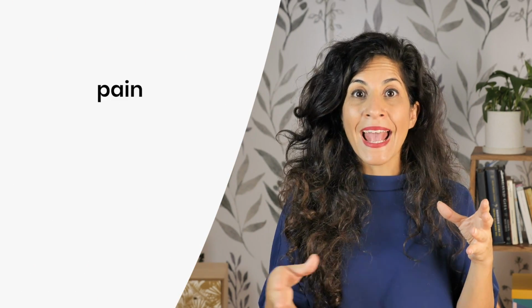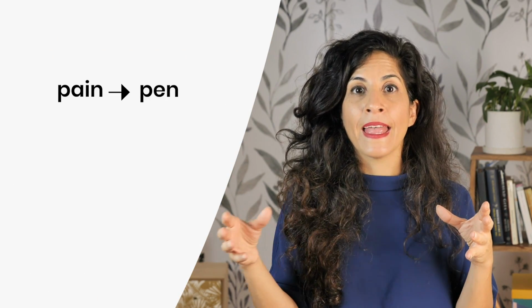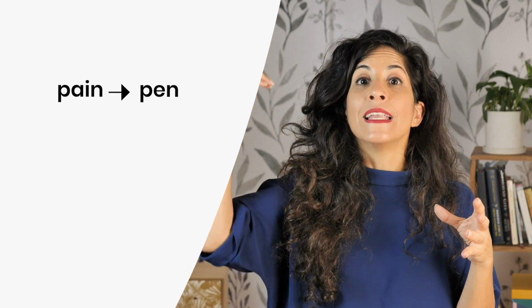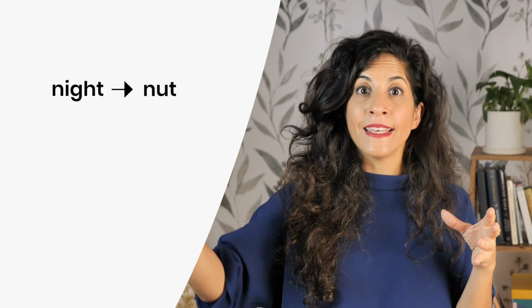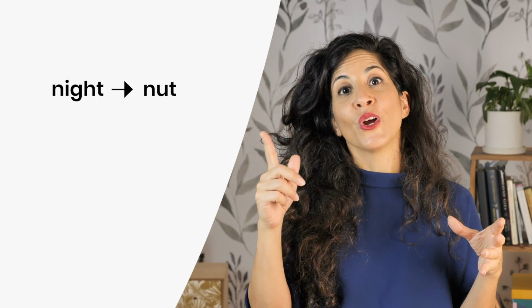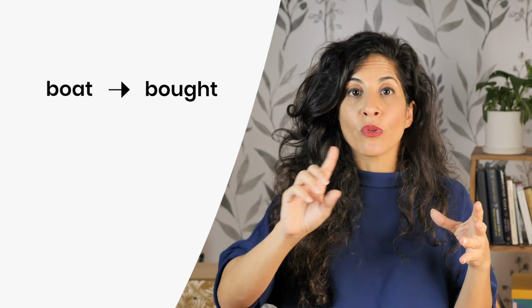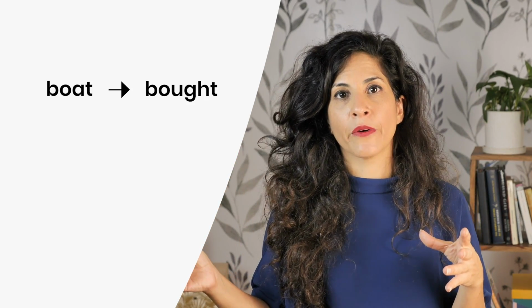Mandarin Chinese speakers tend to just drag the first sound without shifting to the next sound. And then a word like pain may sound like pen. A word like night may sound like nut. And then the word boat may sound like bought. So the transition is really important for clarity.